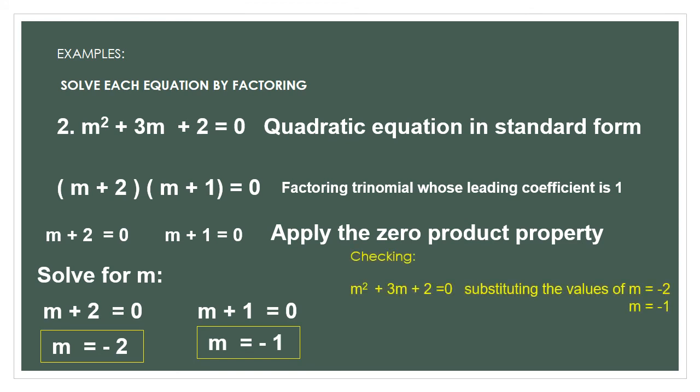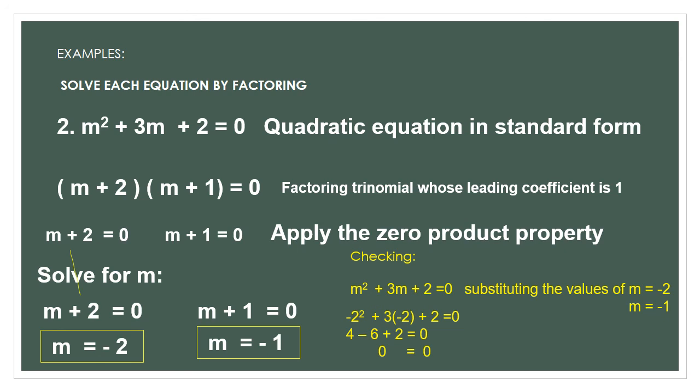Okay? So, let us check our answer if this is really the solution of our given quadratic equation. So, by substituting the value of m, negative 2, to our original equation, m squared plus 3m plus 2, ito ngayon ang ating solusyon. Negative 2 squared plus 3 times negative 2 plus 2 equals 0. So, by solving this, meron tayong 0 on both sides of the equation. So, therefore, negative 2 is one of the solutions.